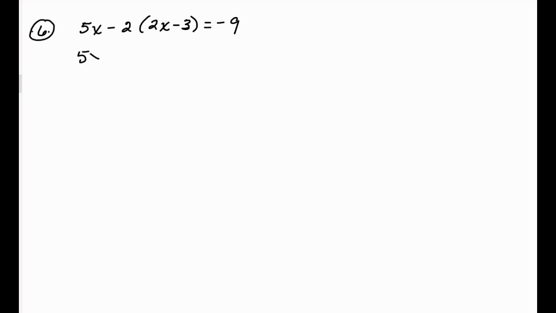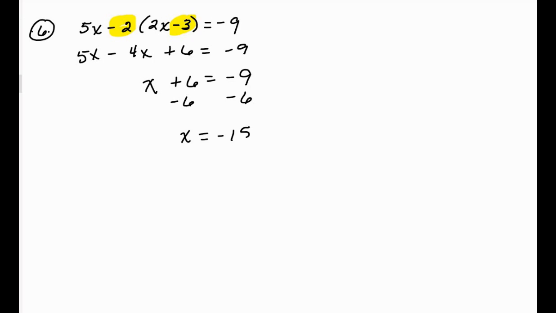Okay, problem 6, I need to distribute this negative 2. So this is going to give me 5x minus 4x plus 6 equals negative 9. Remember that when we distribute, I'm going to think of this as a negative 2, and this is a negative 3, and negative times a negative is positive. So now I'm going to combine my like terms. 5x minus 4x is 1x, which is the same thing as just x. And now I can subtract 6 from both sides of my equation. So x equals negative 15.